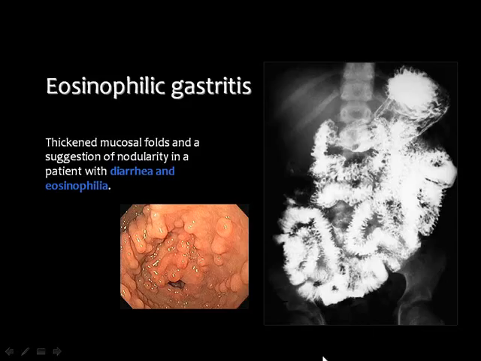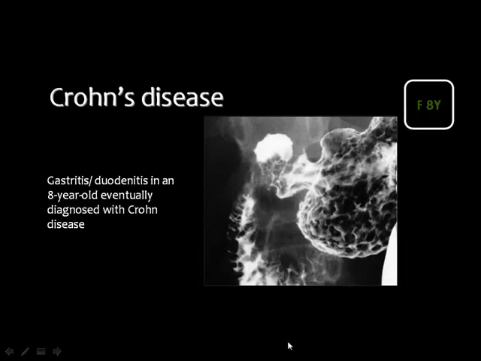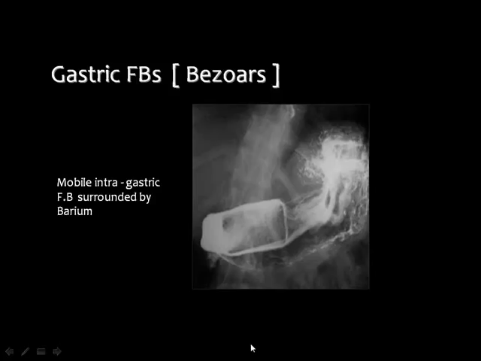Then eosinophilic gastritis or gastroenteritis is diagnosed by the presence of eosinophilia and the presence of hypertrophied mucosal folds as seen in the stomach as well as in the rest of the intestinal loops. Then this appearance is not specific for Crohn's disease. It can be seen in any gastritis or duodenitis, but the mucosal biopsy will solve the problem and reach the accurate diagnosis. Then foreign bodies in the stomach are diagnosed by filling defects that are mobile inside the stomach.